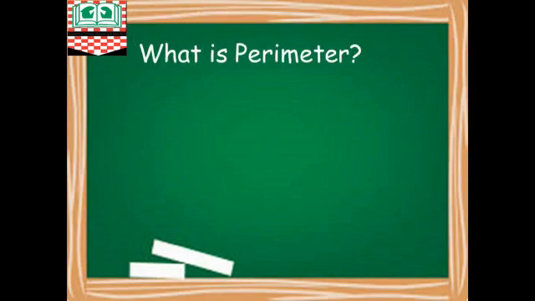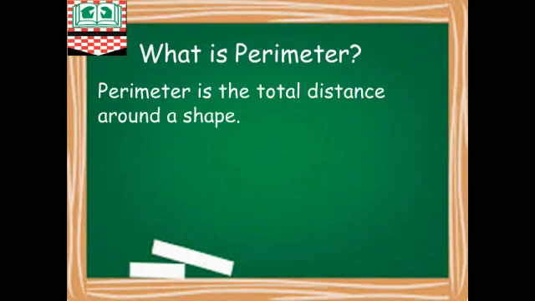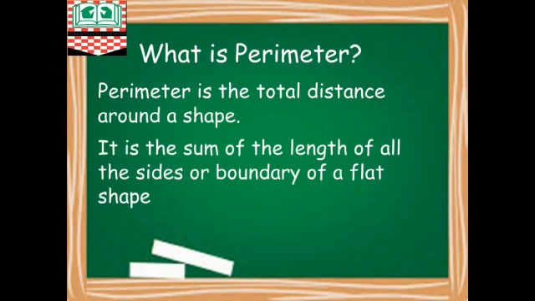What is perimeter? Perimeter is the total distance around a shape. It is the sum of the length of all the sides or boundary of a flat shape. Take a look at this shape here. Can you see this square? If you measure the length of all its sides and add them together, it gives you the perimeter. It gives you the what? Perimeter. Very good.